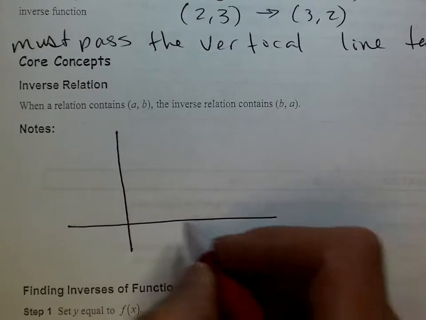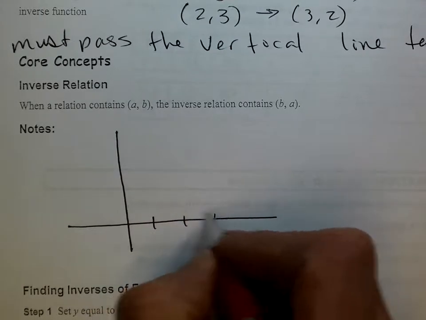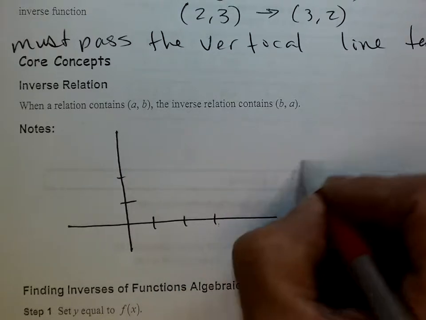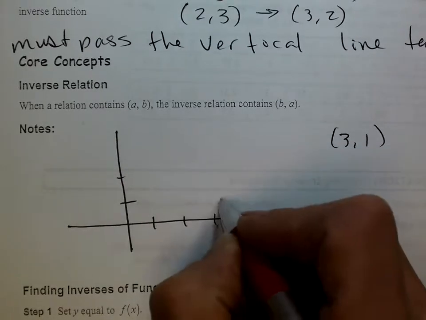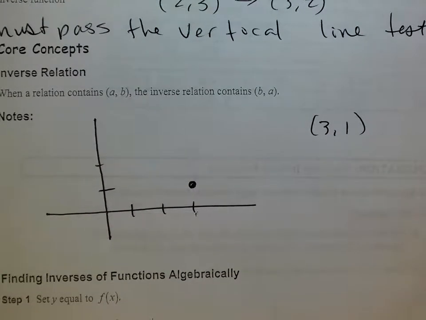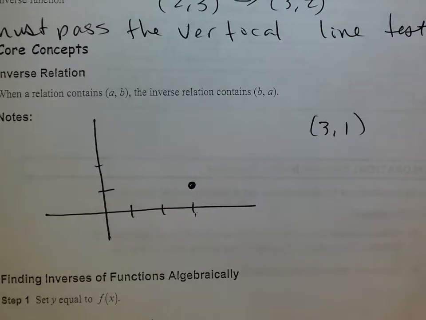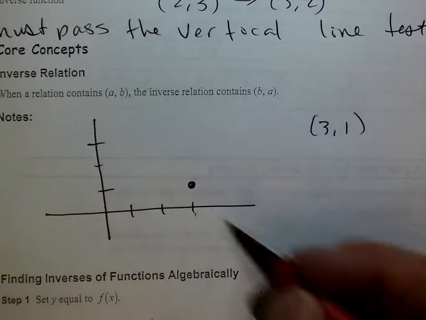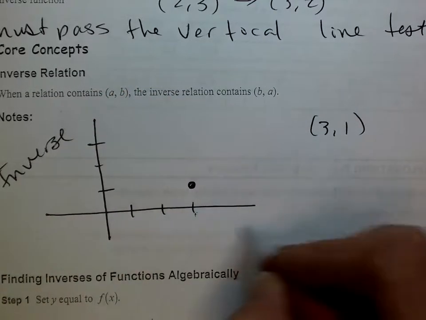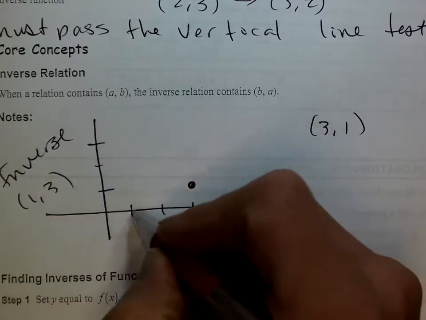If we have a point at (3, 1), here's my example. I've got a point at (3, 1). Its inverse point is just going to be at the point (1, 3).